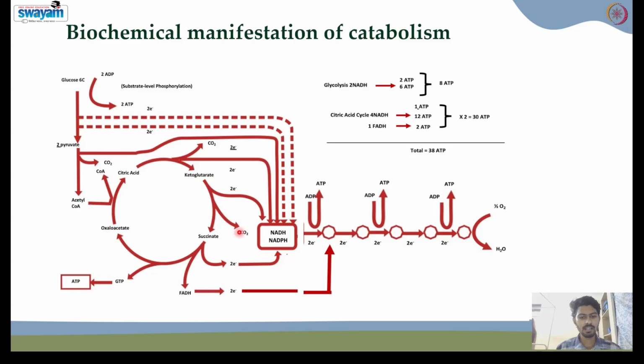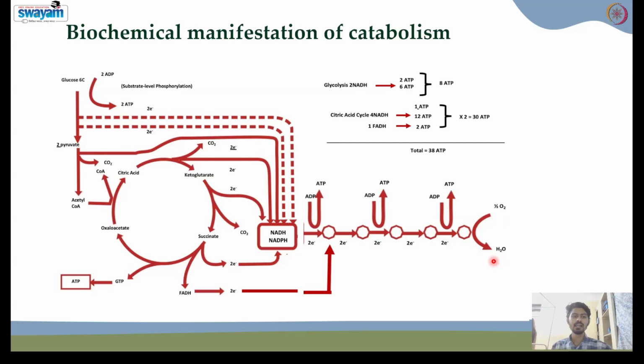This NADH or FADH needs to be converted into some kind of energy, right? So what happens? This will be moving into the electron transport chain where ATP will be formed through the ATP synthase mechanism, where oxygen will be used as an electron acceptor and it will be converted into water.